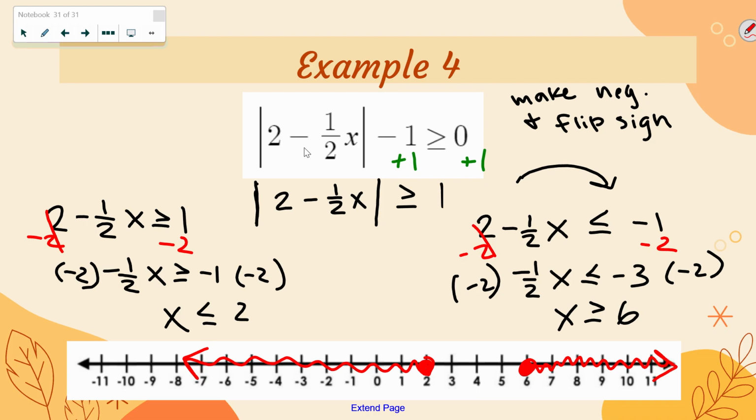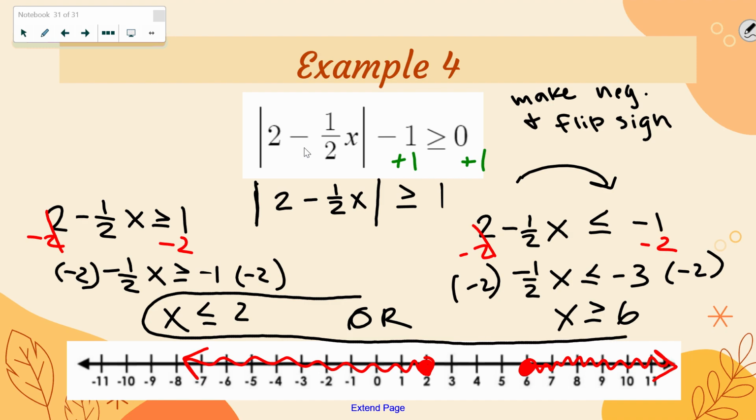So if I'm going in opposite directions, this is going to be an or situation. And or is a little bit easier with your formatting because there's no extra steps. You can just say x is less than or equal to 2, or x is greater than or equal to 6.